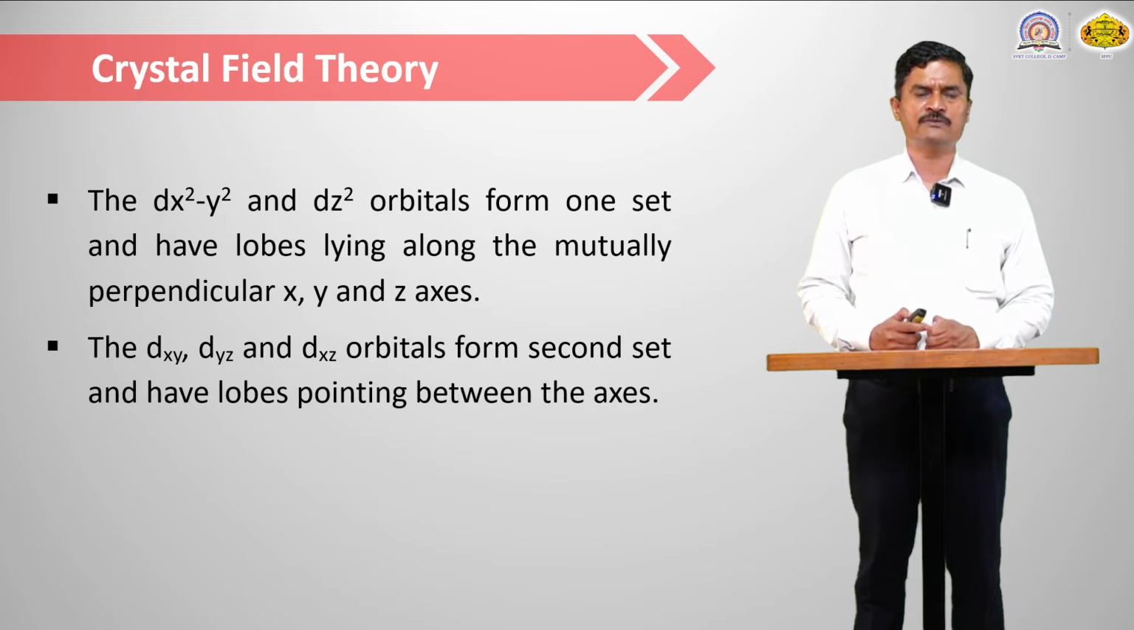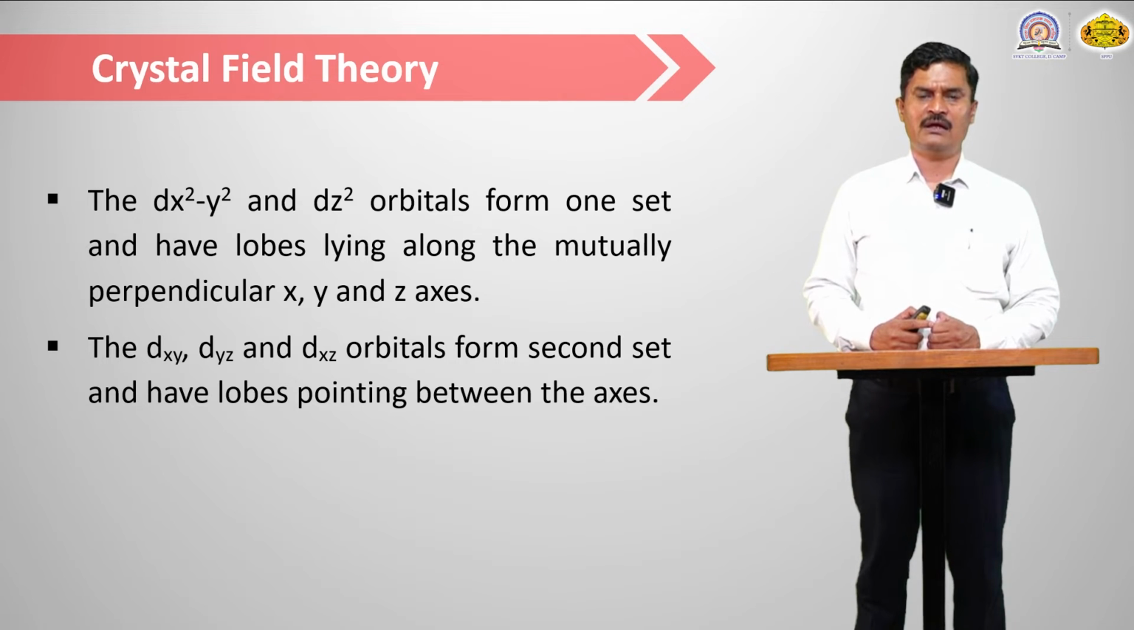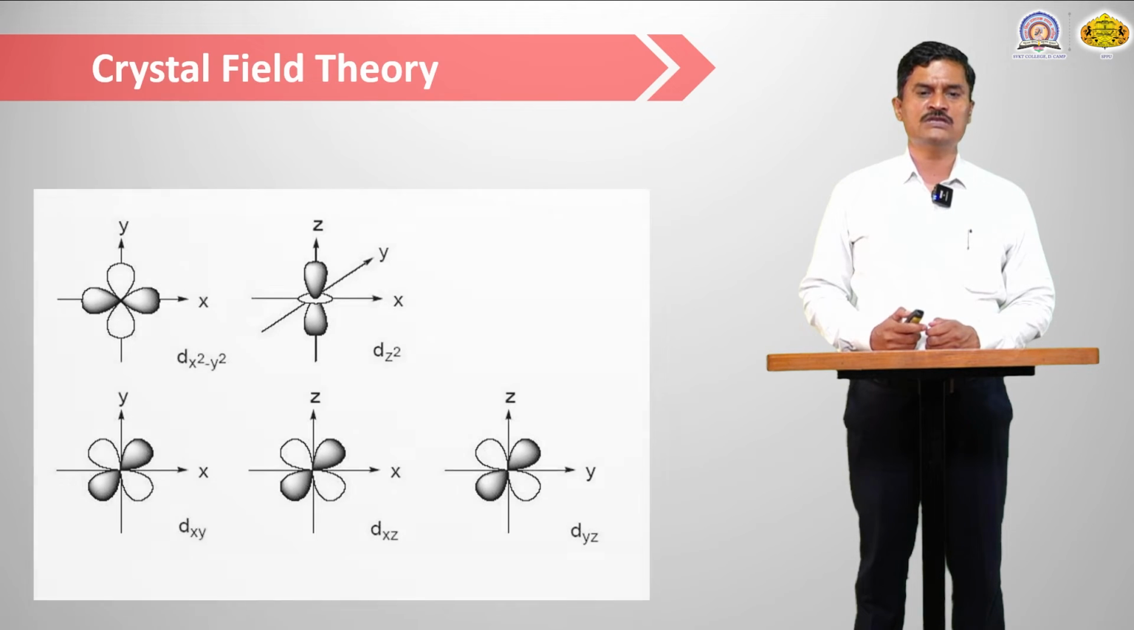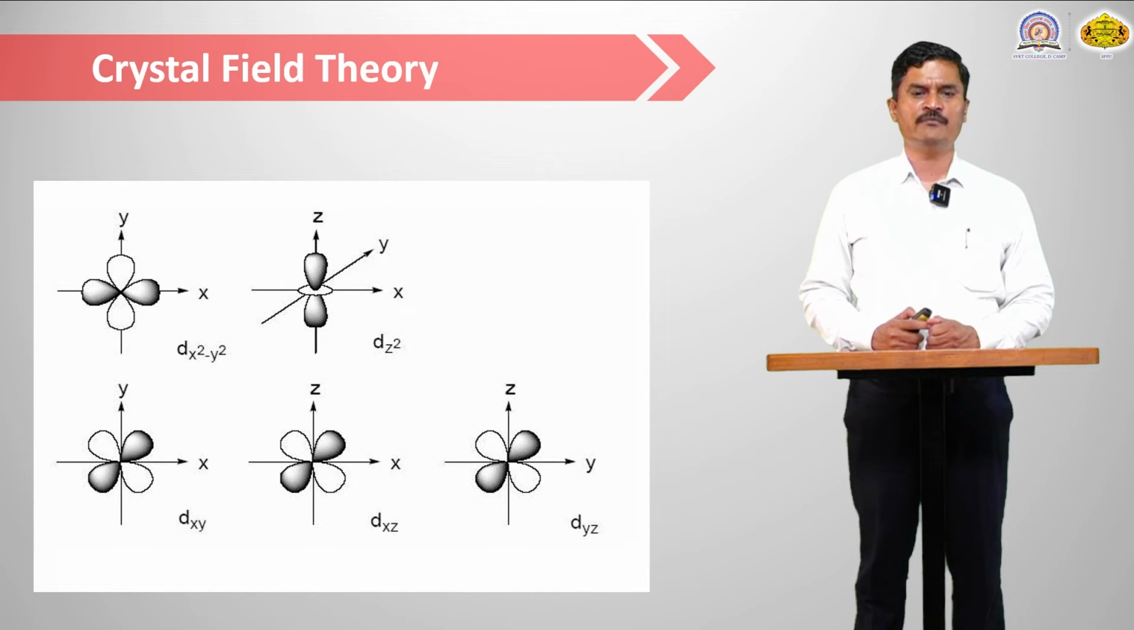The dx square minus y square and dz square orbitals form one set, with their lobes lying along the mutually perpendicular x, y and z axes. The other set, dxy, dyz and dxz, are present in between the axes, meaning their lobes are not on the axes but in between them. So, this figure clearly indicates the shapes of the d orbitals.